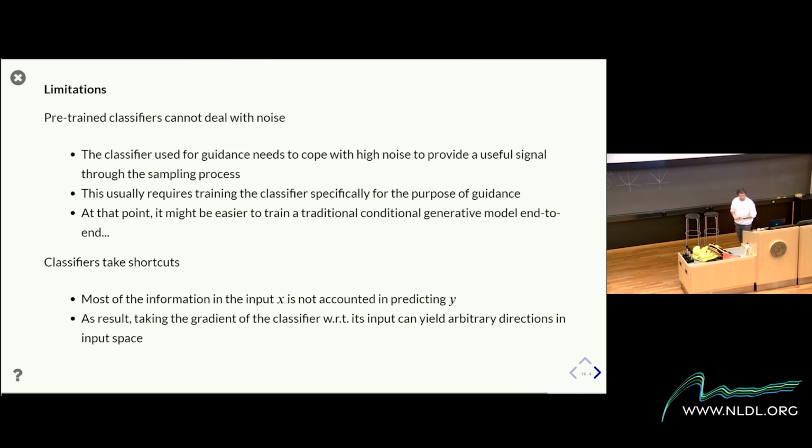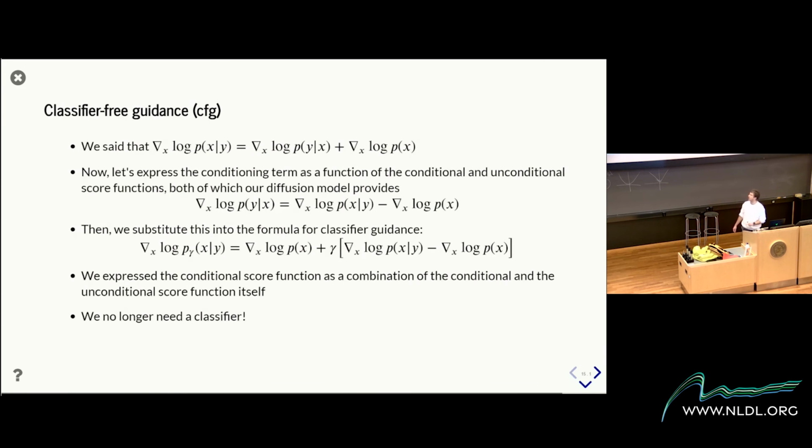And the fact that classifiers do it means that we can take arbitrary directions in the input space when we are doing this denoising, because maybe the classifier has not explored some part of the input space so far, because it was not necessary for doing the classification. So what can we do about that? Here is where classifier-free guidance, or CFG, comes into play. And this is the next important thing which I will tell you.